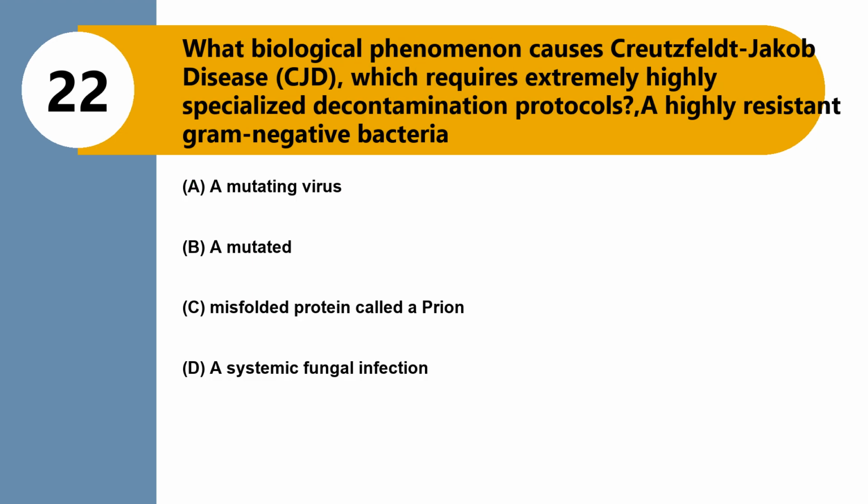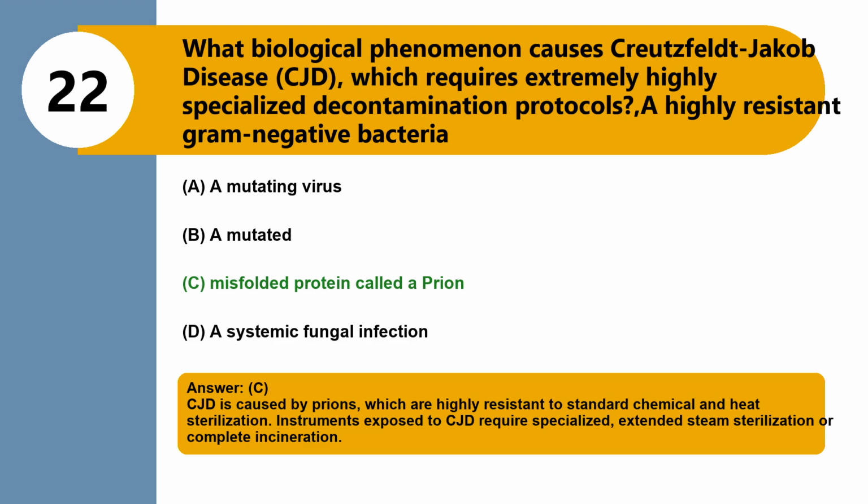Question 22. What biological phenomenon causes Creutzfeldt-Jakob disease, CJD, which requires extremely highly specialized decontamination protocols? Option A. A highly resistant gram-negative bacteria. Option B. A mutating virus. Option C. A misfolded protein called a prion. Option D. A systemic fungal infection. The correct answer is option C, misfolded protein called a prion. CJD is caused by prions, which are highly resistant to standard chemical and heat sterilization. Instruments exposed to CJD require specialized, extended steam sterilization or complete incineration.